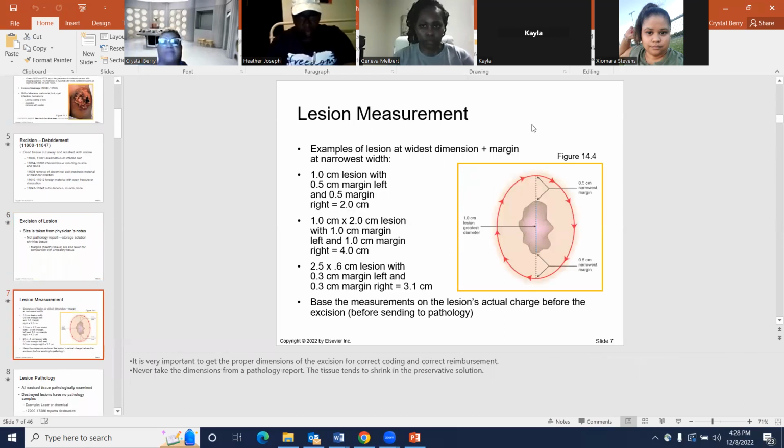Lesion measurement. These are examples of lesions at widest dimensions plus margin at narrowest width. This is how you would be able to tell on what section and how you would be coding. When you're looking in your coding book, when it's time to code, they're going to have 1.0 centimeters lesion with 0.5 margin left. And when you're coding in the code book, it's going to say those dimensions. So that's how you would be able to get your code.